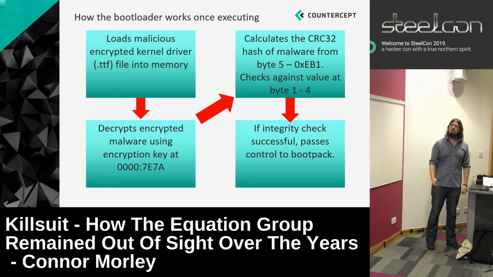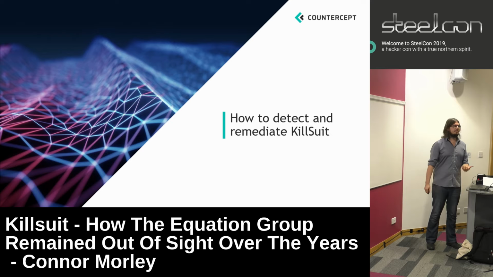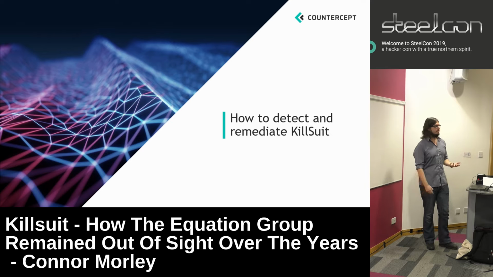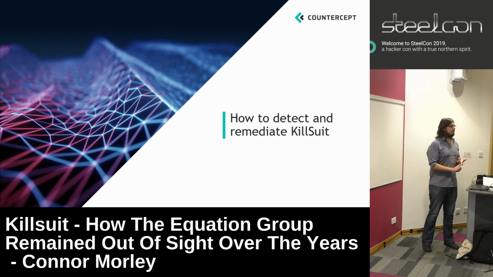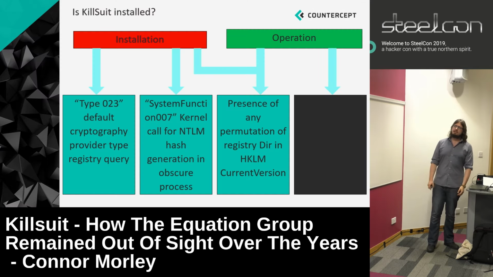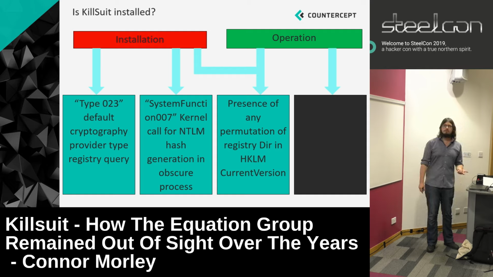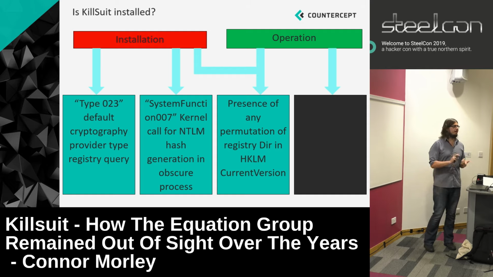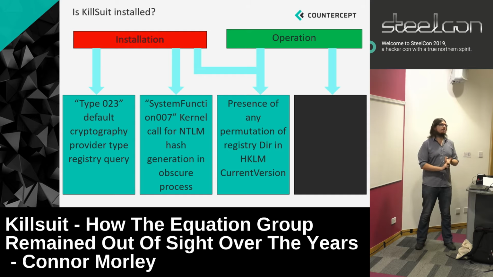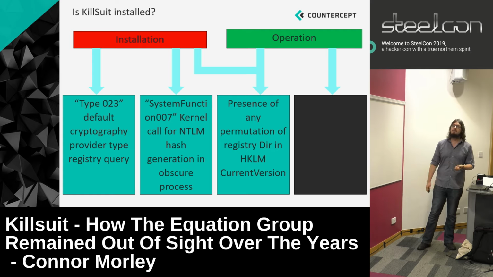But the crux of the matter is, how do we detect and remediate if KillSuit is on a system? We've gone over how we can see if it's installed, what it does when it's installed, what SolarTime does once it gets onto a host, how it persists, but how do we detect and remediate these points? So for installation, it breaks down into the type 023 cryptographic provider type, which is done at each first installation by a PPCC agent. The system function 007 kernel call, which although can be anomalous depending on the process, is not conclusive as depending on what the operator has injected into.